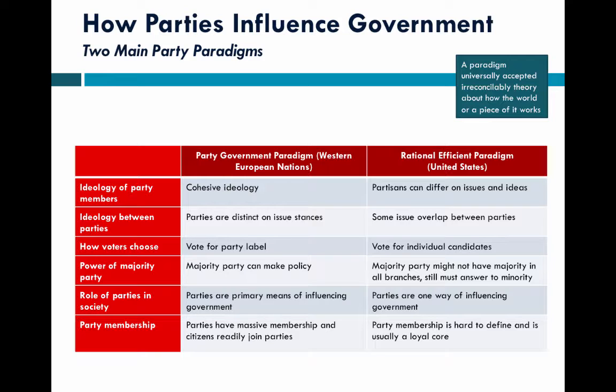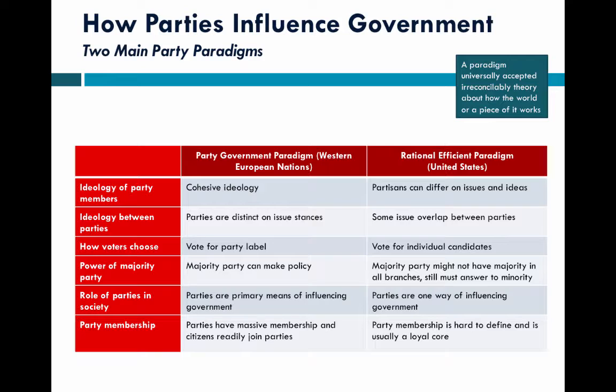And so the ideology between parties in a party government paradigm, the second one down, is that they are distinct on issue stances, whereas in the US, there is some issue overlap, and that may change and shift over time, but generally there are things that Republicans and Democrats agree on. Now, there are many things that they don't, and never before in history have we had such difference in our parties as we do currently. But there is still some issue overlap.